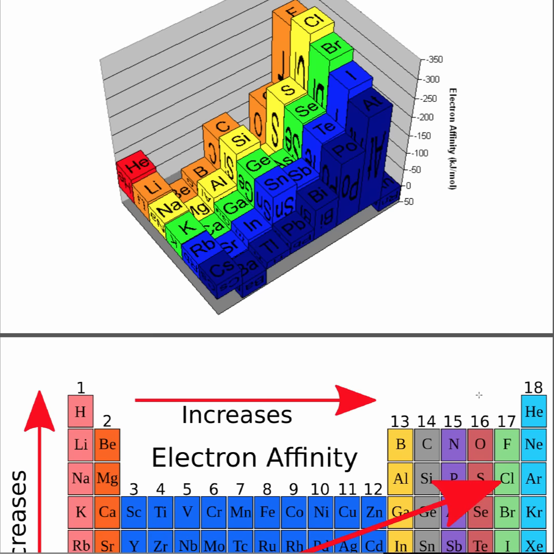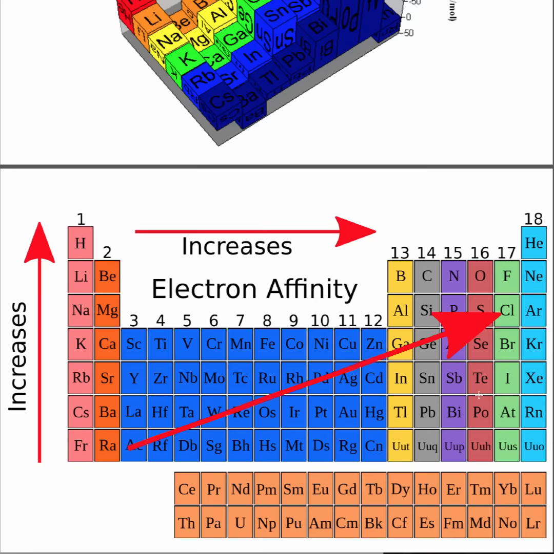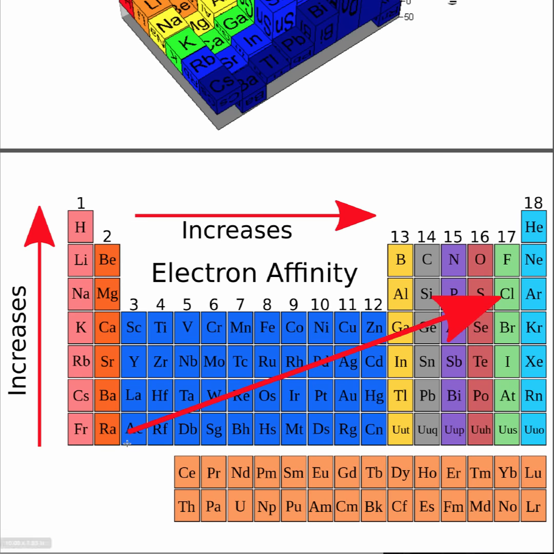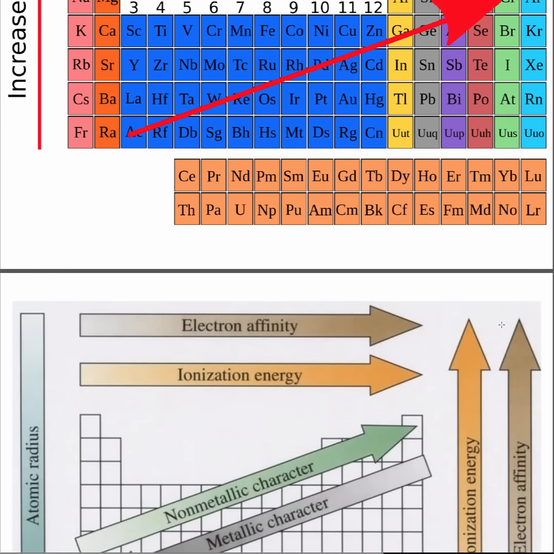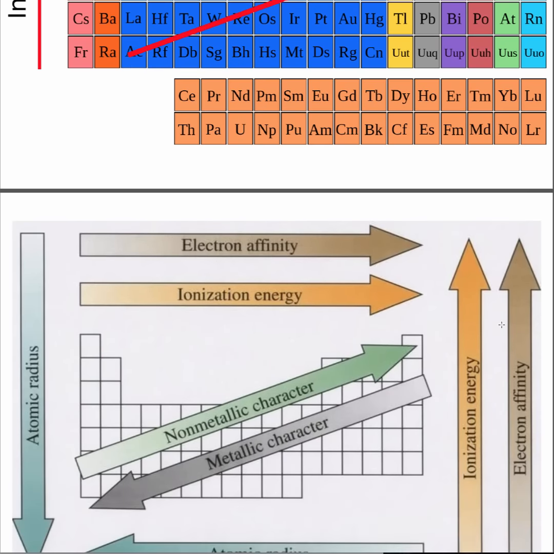And lastly, no, not quite lastly, I have one more summary slide. Electron affinities increase as they go from the bottom left to the top right. These elements are also called electronegative elements because they really want to gain electrons. I'll talk about that in a few videos. Here's a summary of most of those trends we've talked about.